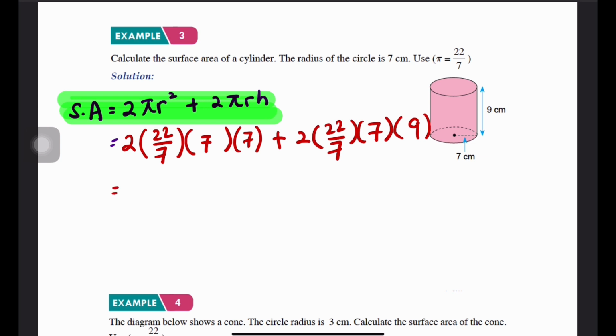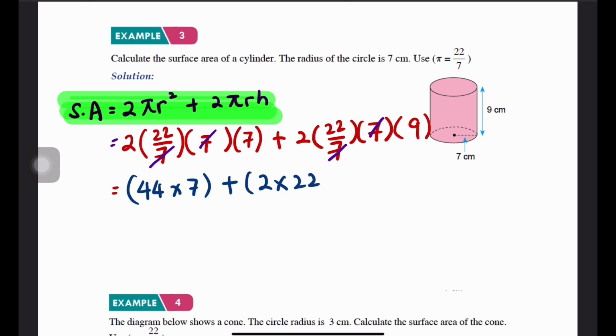Next. So this 7 you can cancel. This 7 you can cancel. So we are left with 2 times 22 is 44 times 7. This is the first part. Plus 2 times 22 times 9. So you can substitute this value into your calculator and the final answer is 704 centimeter square.